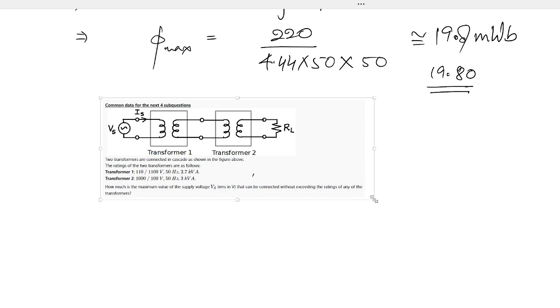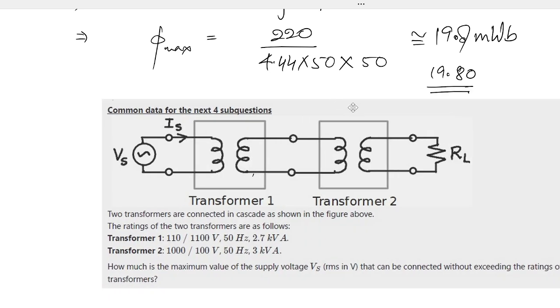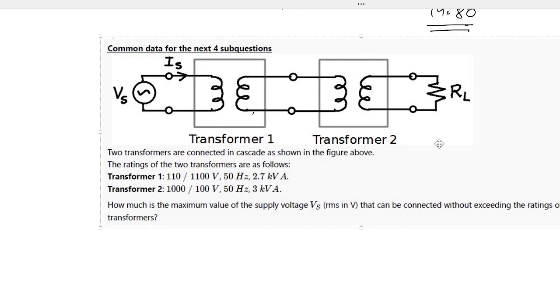Now, we have two transformers connected in a cascade manner, end to end. It has been asked that two transformers are cascaded as shown in the figure. Ratings of each transformer have been given. Transformer 1 is 110 by 1100 volt, another is 1000 volt by 100 volt. Both have the same frequency, but different kVA ratings: one is 2.7 kVA and another is 3 kVA.